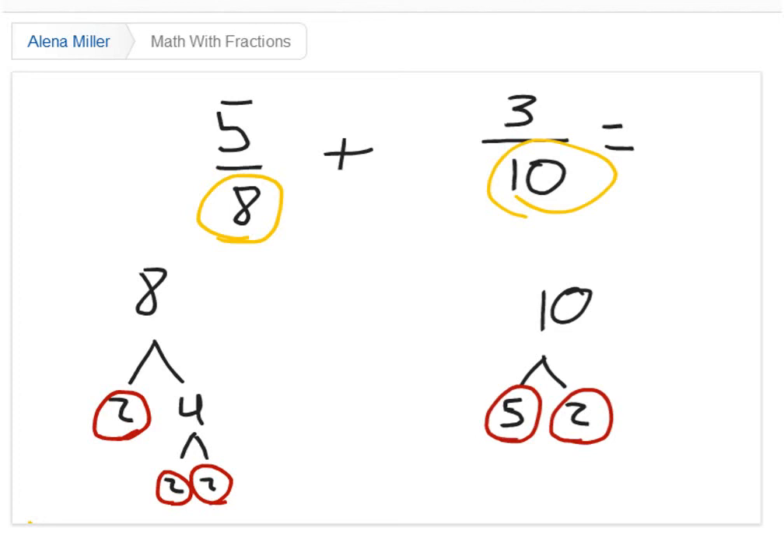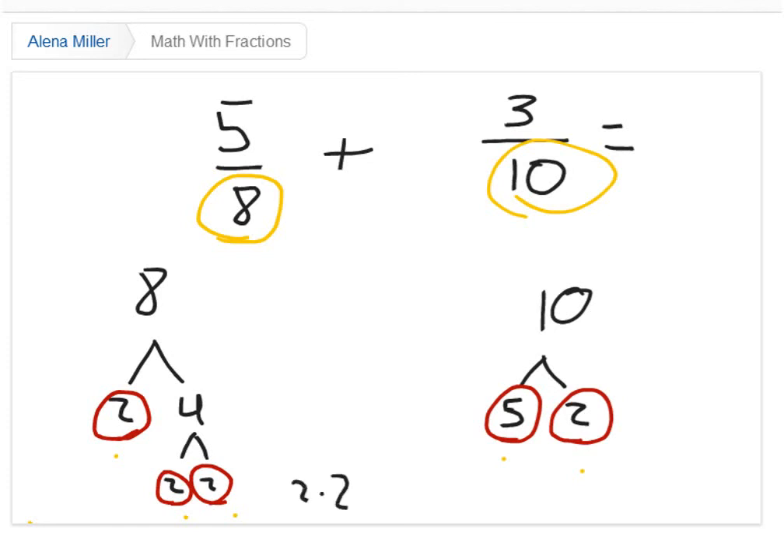Next comes the tricky part, but once you understand it, it's a lot of help. You have to look at all of the prime numbers in both 8 and 10. There's a 2, a 2, a 2 in 8, and a 5 and a 2 in 10. Here comes the trickiest part. You can choose one number and write all of those down real quick.